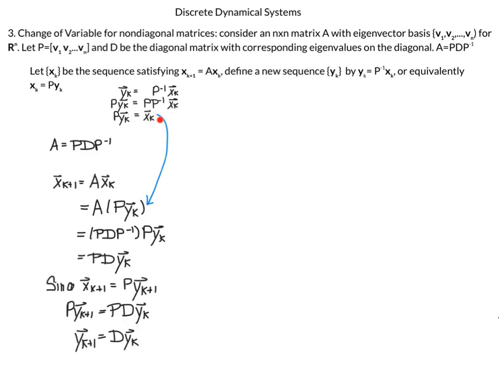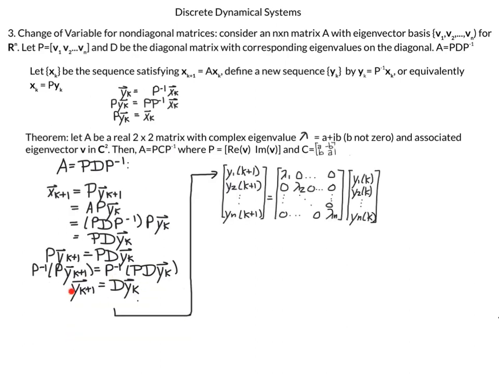Also from here, since x of k is equal to P y of k, x of k plus 1 is going to equal P y of k plus 1. So I had that written here. x of k plus 1 is equal to P y of k plus 1. Also on this side, I have x of k, which is equal to P y of k, is equal to my P D y of k. So what I get is, when I multiply both sides by P inverse on the left, I get y of k plus 1 is equal to D y of k. Now we are ready to see what I mean when I say that we're going to decouple our system of equations.